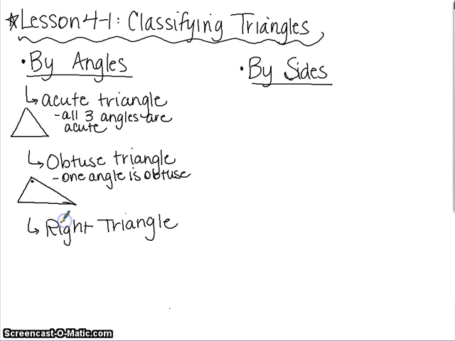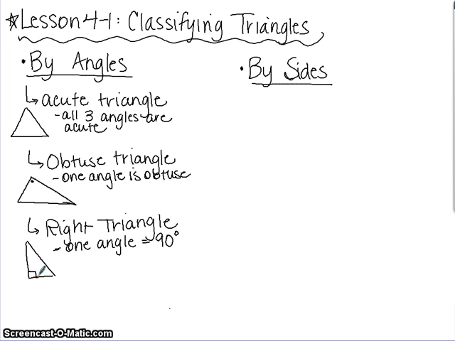Okay? The next one, according to the angles, is a right triangle. And I think you all know what this one is. This one means that one angle equals 90 degrees. Okay, and then that would follow that the other two angles are acute. Okay, so right triangle, I know you guys have seen a lot of right triangles, would look something like that with a little box in the corner.